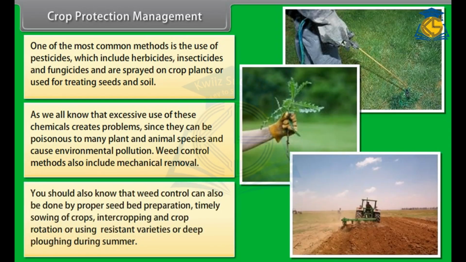You should also know that weed control can also be done by proper seed bed preparation, timely sowing of crops, intercropping, and crop rotation, or using resistant varieties or deep plowing during summer. Storage of grains.